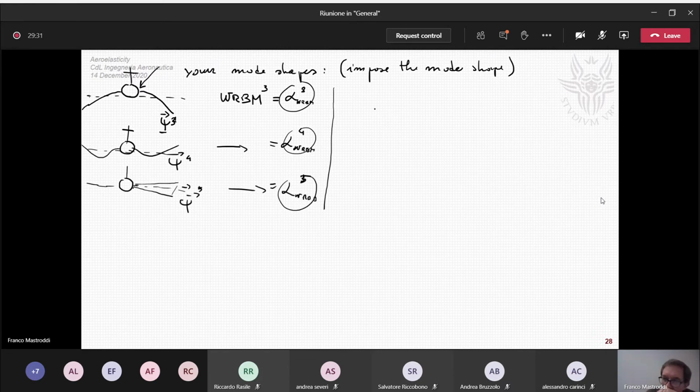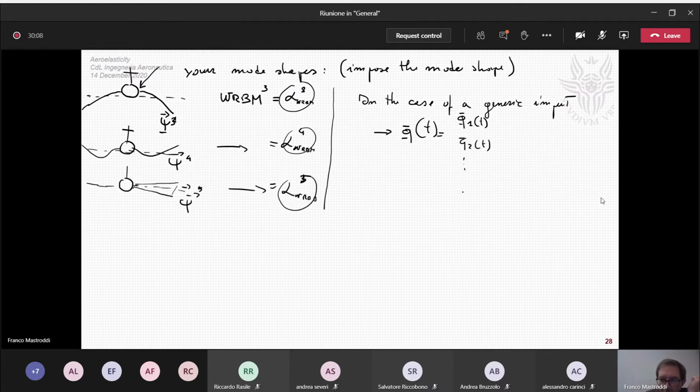When you have, in the case of a generic input, you should have a final modal vector in time, for example, composed by q1, the rigid body motion, supposed to be a function of time, q2 as a function of time, and all the other modal state coordinates. And you know that this value of your wing root bending moment is the value when you have a modal coordinate equal to 1, the action of your mode shape.